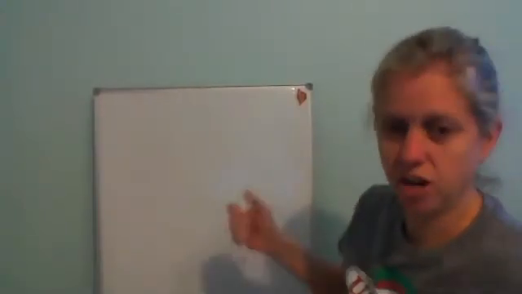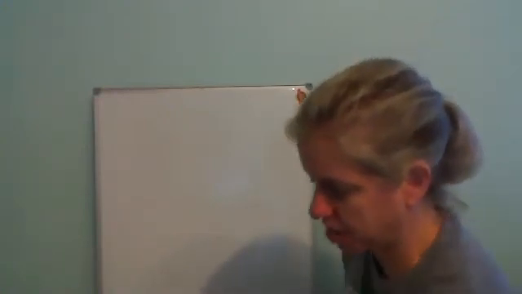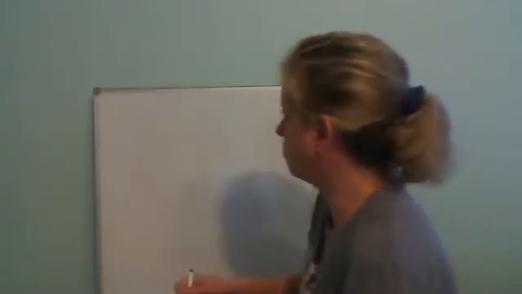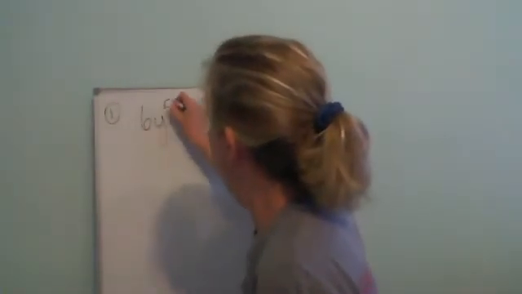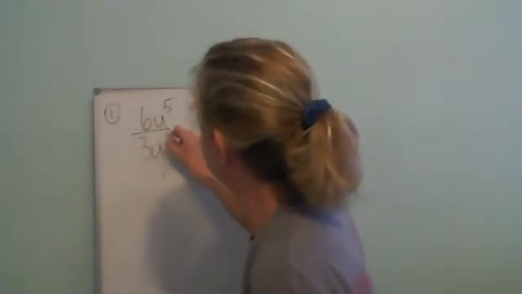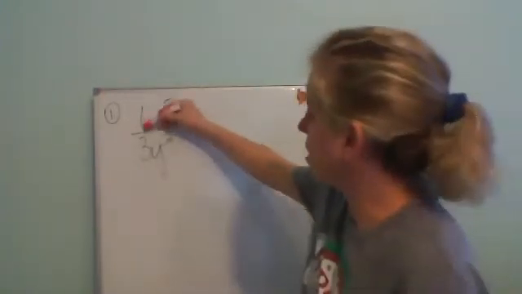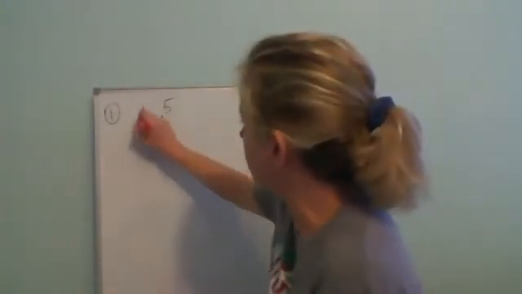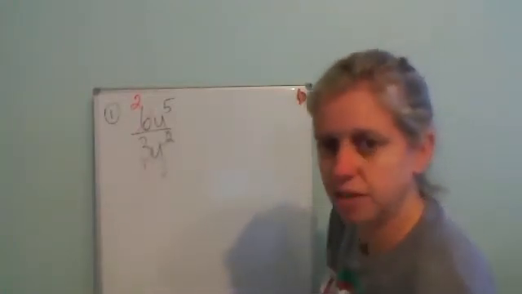Okay, so we are in section 5.1 in Transitional Algebra, which is simplifying rational expressions first. Okay, number 1, you're going to have 6y to the 5th over 3y squared. So if you'll remember, this number part, this 6 over 3, you're just going to reduce that like you normally would any fraction. So 6 over 3 reduces to 2 over 1.